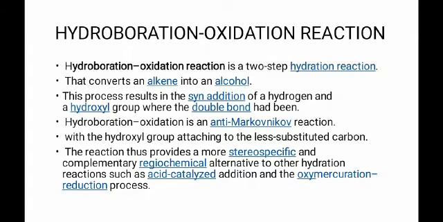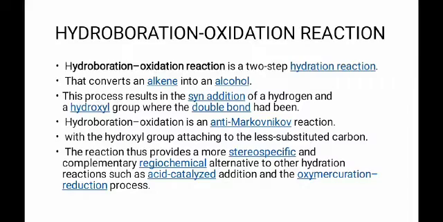This process mainly results in syn addition of hydrogen and the hydroxyl group where the double bond is present. This hydroboration-oxidation reaction is an anti-Markovnikov reaction, that is, an addition reaction of alkenes or alkynes where the proton is added to the carbon atom that has the least number of hydrogen atoms attached to it.